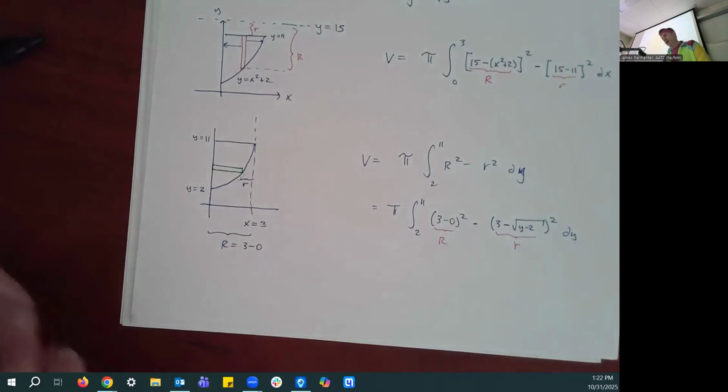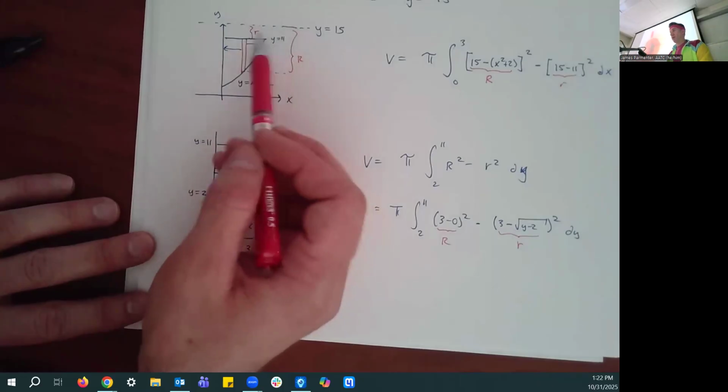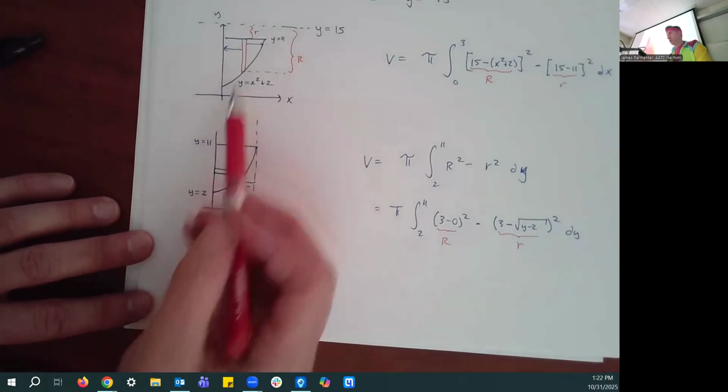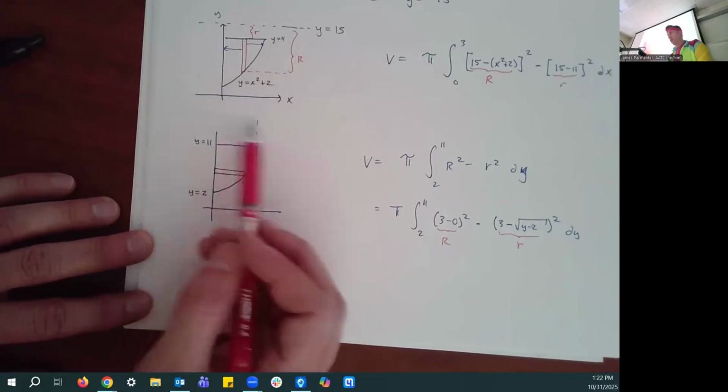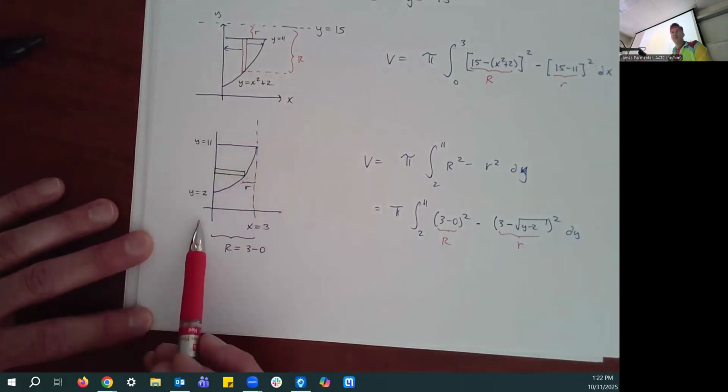And you should try to subtract the bigger thing minus the smaller thing. In each of these examples, the bigger thing was the axis of rotation, so we did the axis minus the function. But if your axis had been down here, you would do the function minus the axis. Or if your axis had been over here, it would be your function minus the axis.